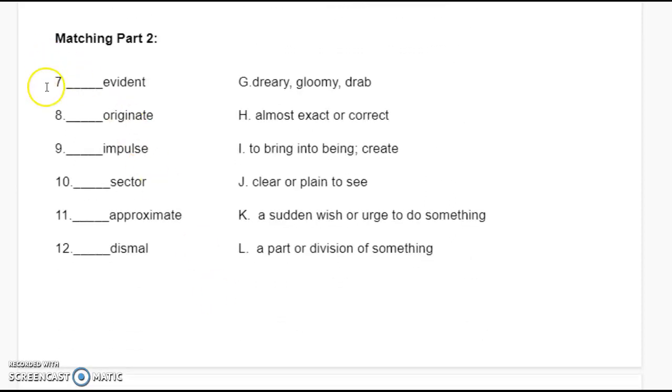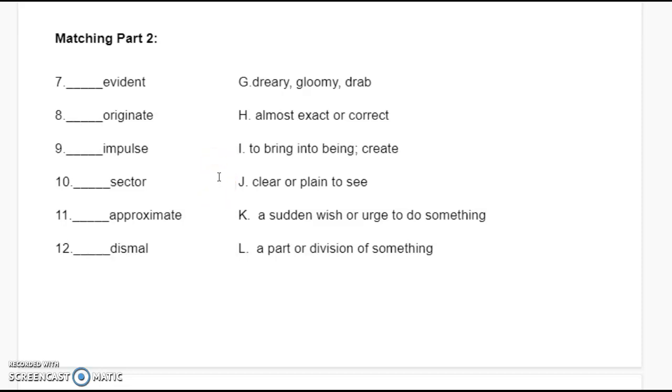In part 2, we have evident, originate, impulse, sector, approximate, and dismal. G, dreary, gloomy, drab. H, almost exact or correct. I, to bring into being, to create.